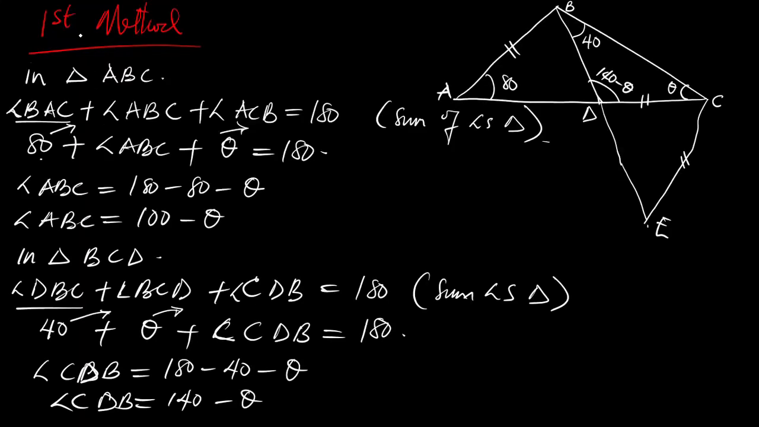When you look critically again, let me draw the diagram here again. You have A, B, C, D, E. We have here CE to be equal to DE. Here is 140 minus theta. Here is theta. Here is 40. Now here is 80.